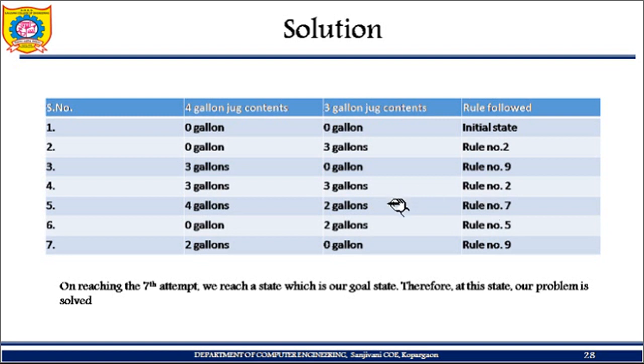Rule number 7. Whatever rules we designed in the previous slide, the same rules we are using over here. So here remains 4 and here it is 2. Further, I will empty the 4 gallon jug using rule number 5, so it gets empty, 0 gallons, and over here I have 2 gallons. Finally, I will transfer these 2 gallons of water to this jug. Here I'll have 2 gallons, here I'll have 0 gallons. So I reach my final step, where I wanted 2 gallons of water in my 4 gallon jug. This is the solution that we have achieved by applying different rules.